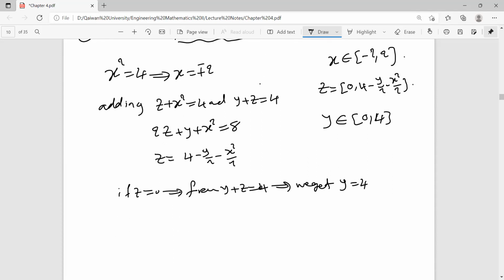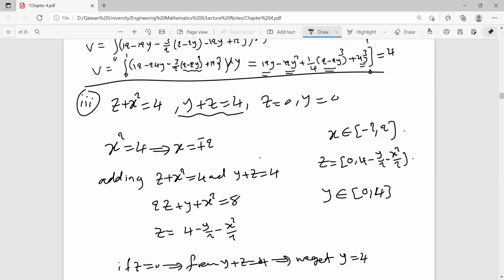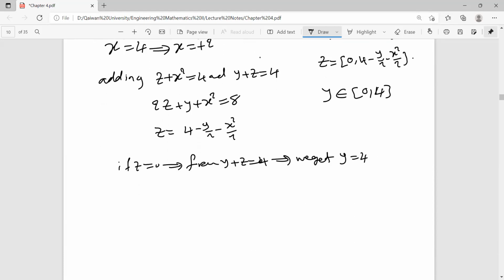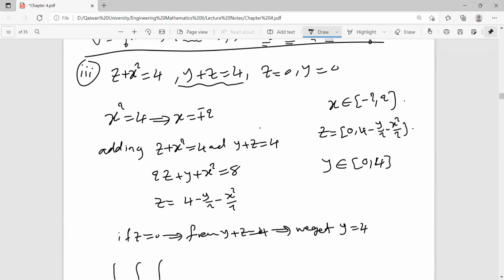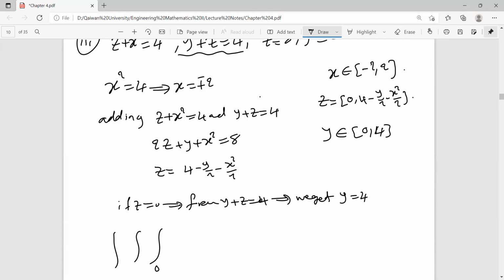Now, what we do, we're going to find the integration, or find the volume. We have a triple integration. Which one should be first? Z. From 0 to 4 minus y over 2 minus x squared over 2. This is dz. Then what should be the next?